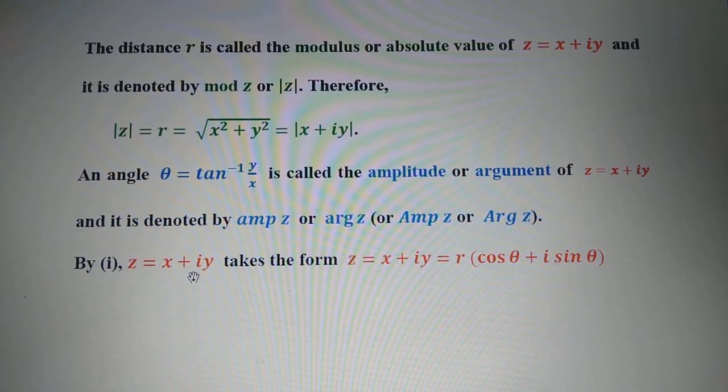Now z is equal to x plus iy takes the form z is equal to x plus iy, but what is x? That x is r cos theta and y is r sin theta. Taking r common, cos theta plus i into sin theta. So the complex number z is expressed in terms of r and theta, where r and theta are called the polar coordinates, in the form r into cos theta plus i sin theta. This is a very important form of a complex number.